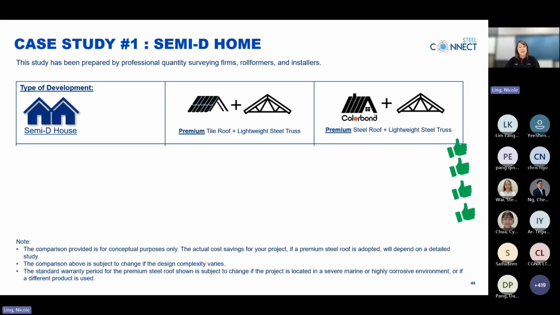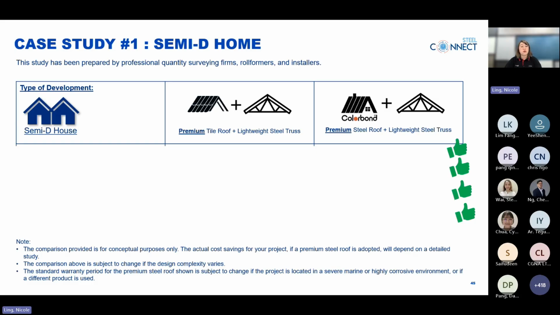Let's look at case study 1, the semi-D home now. In this case study, we analyzed the same semi-D house with the same roof system but with different materials. We purposely compare premium tile roofing with premium steel roofing. Both options are the higher choices in their categories. It is a true head-to-head comparison, premium versus premium, not basic versus premium. So there's no quality mismatch.